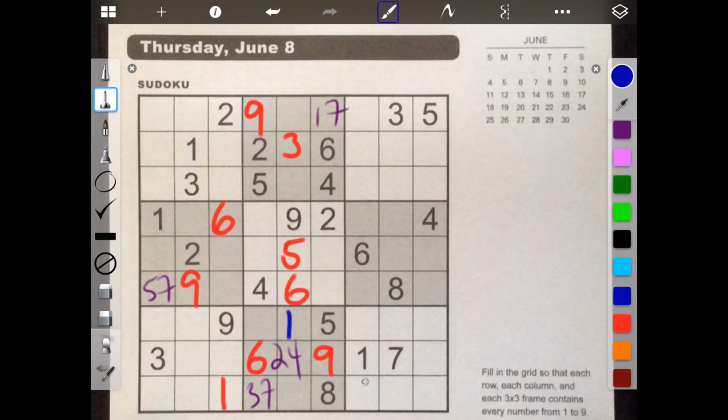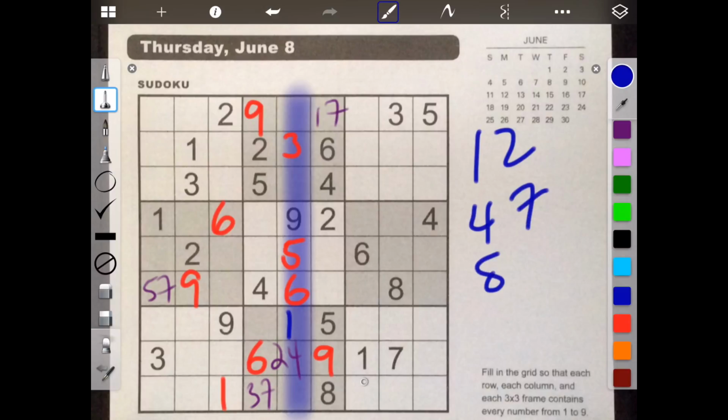Because this can be 1. I need 1, 2, 4, 7, 8. So we know 2 and 4 are going to be in this box. So that leaves 1, 7, 8 to go here, here, and one of these boxes down here. So for this box, it's 2, 4, 7.